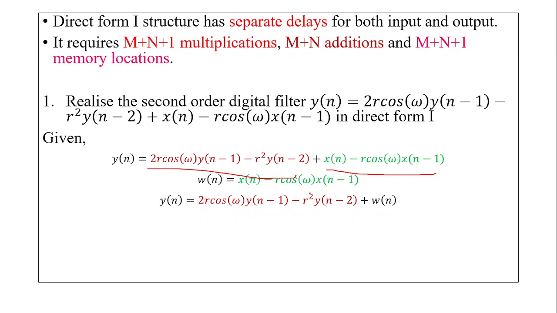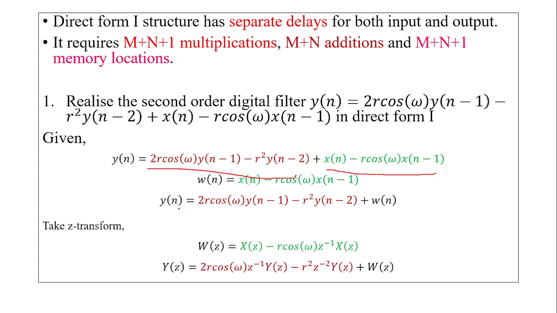So now I have two equations, W of n is equal to something and Y of n is equal to something. Find the Z transformation of these. So Y of Z is X of Z minus R cos omega Z inverse X of Z. And Y of n is Y of Z, 2R cos omega Y of n minus 1 is Z inverse Y of Z, minus R square Z power minus 2 Y of Z plus W of Z. For these two equations, I am going to draw the diagram here.